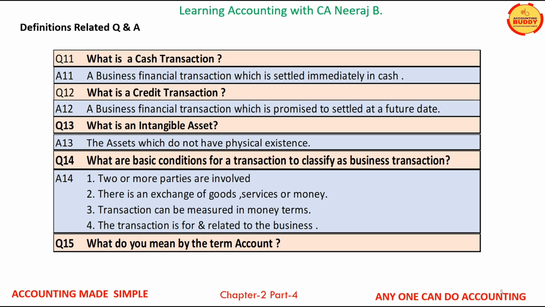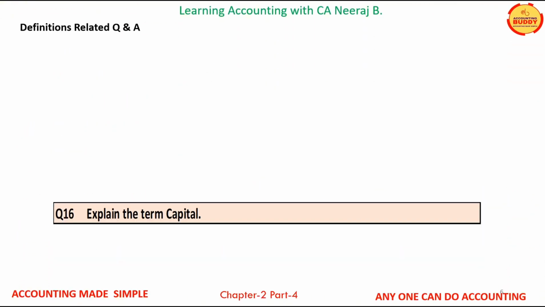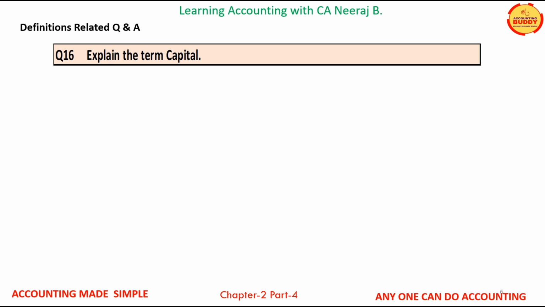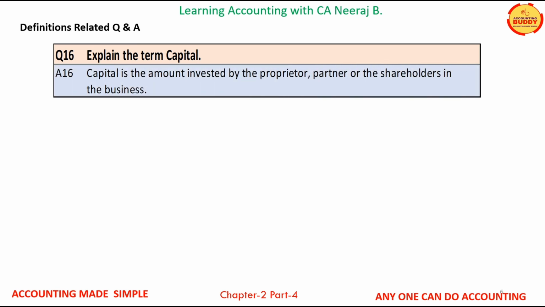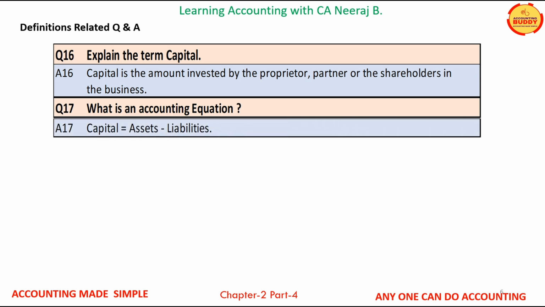Question number 15. What do you mean by the term account? Account is a summarized record of transactions for a particular head at one place. Question number 16 on your screen is explain the term capital. Capital is the amount invested by the proprietor, partner or the shareholders in the business. Question number 17. What is an accounting equation? Capital is equal to assets minus liabilities.